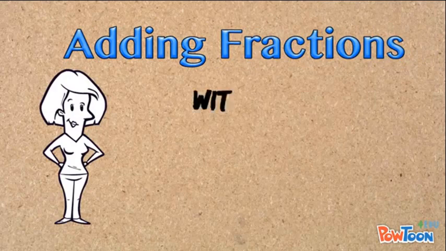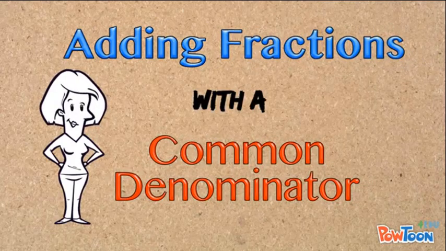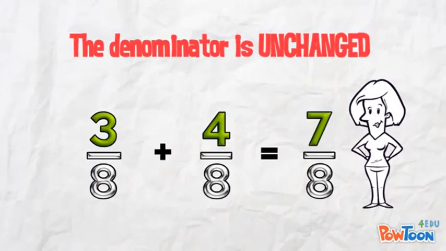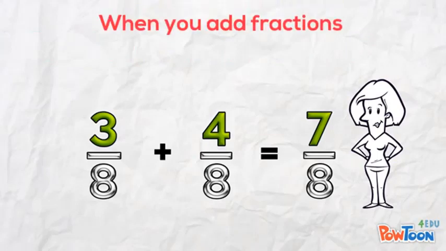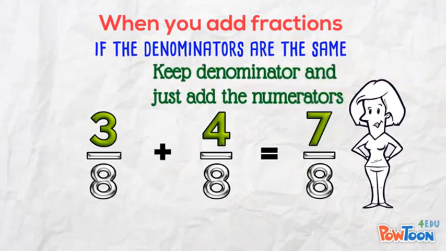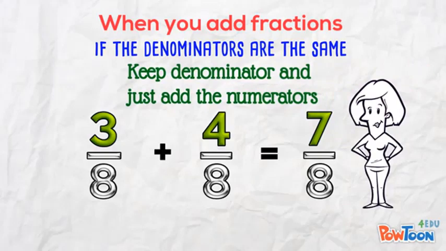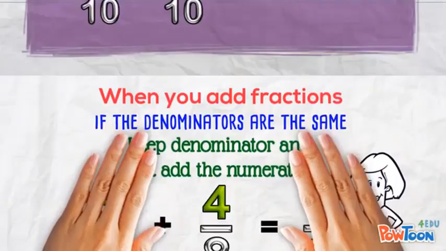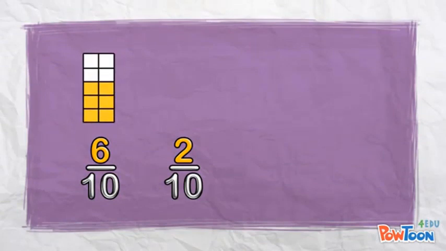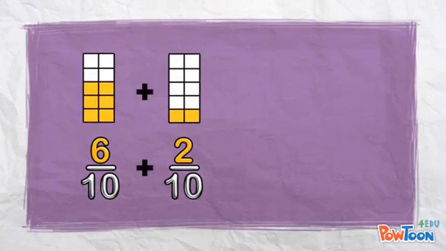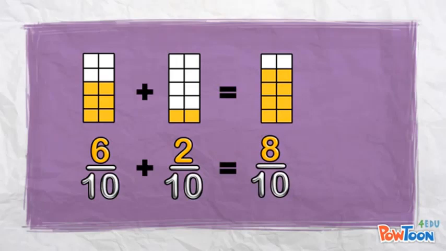Adding fractions with a common denominator. You can see the denominator is unchanged. It stays as parts out of 8. So you can see when you add fractions, if the denominator is the same, you keep it and just add the numerators. In this example, we've got 6 parts out of 10 plus 2 parts out of 10. 6 plus 2 is 8 parts out of 10.